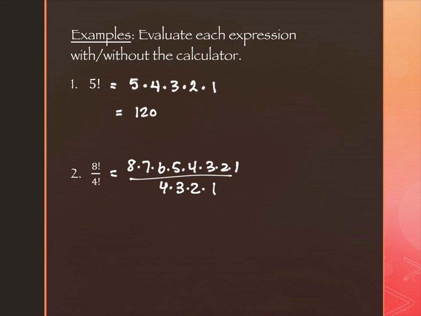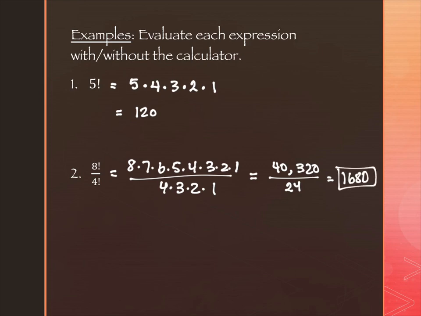Just writing them down. Okay. Let's just do the numerator for right now on your calculator. What is 8 down to 1 if you multiply them all? 40,320. Okay. And what is 4 multiplied down to 1? 24. And if I divide these two things, what do I get? 1,680.